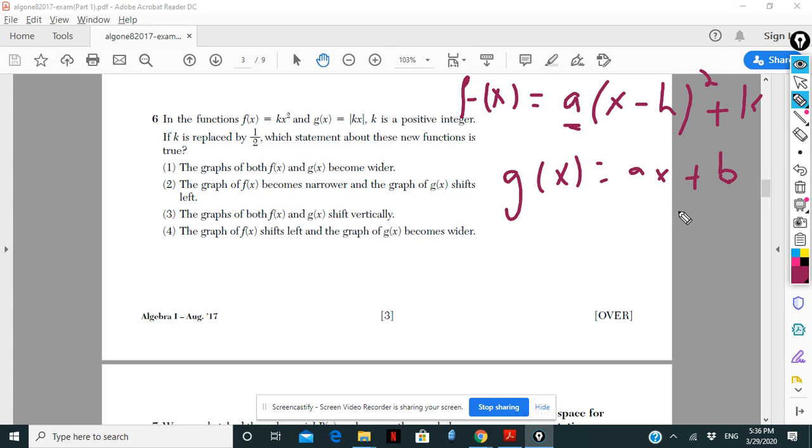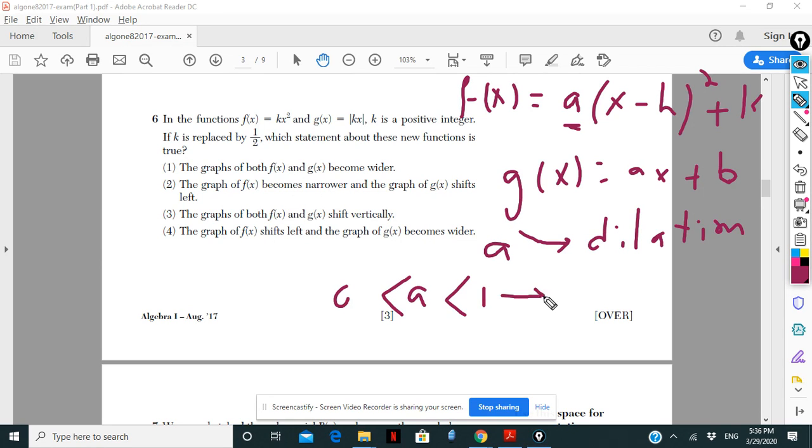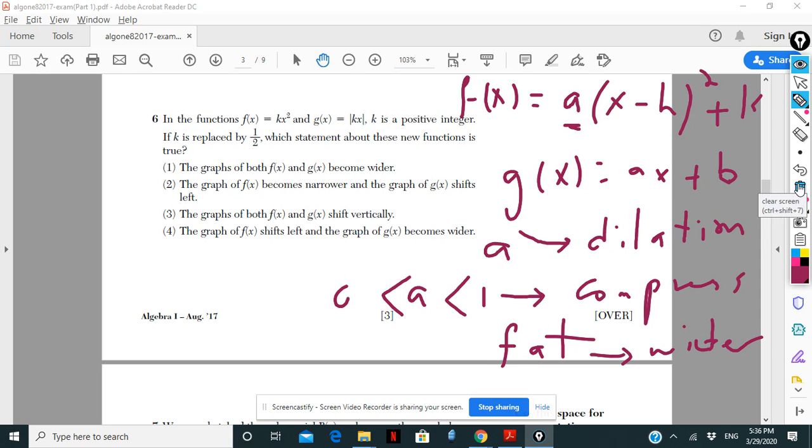We said before that a is responsible for dilation. If a is more than 0 and less than 1, I have a compression. What does it mean, getting more fat? Fat means wider. In that case, the answer must be 1, because that's the type of transformation that happened to both of these functions.